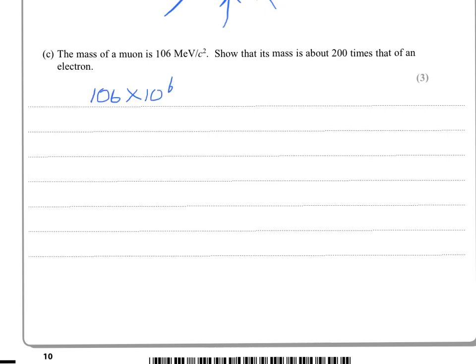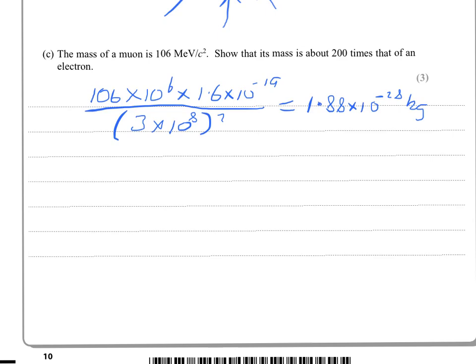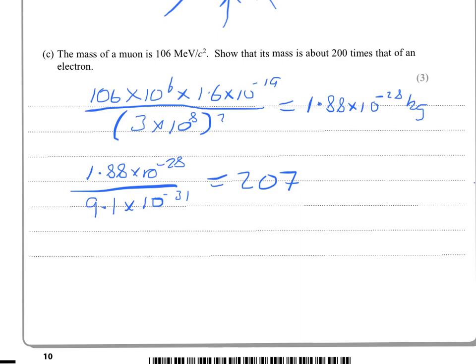So we've got 106 mega, 10 to the 6, times an electron volt in joules, which is 1.6 times 10 to the minus 19 joules, and then we need to divide by c squared. Don't forget to square it. And that gives us about 1.88 times 10 to the minus 28 kilograms. So we just put that over the mass of an electron and hope that it gives us 200. Okay, and it does, or thereabouts.